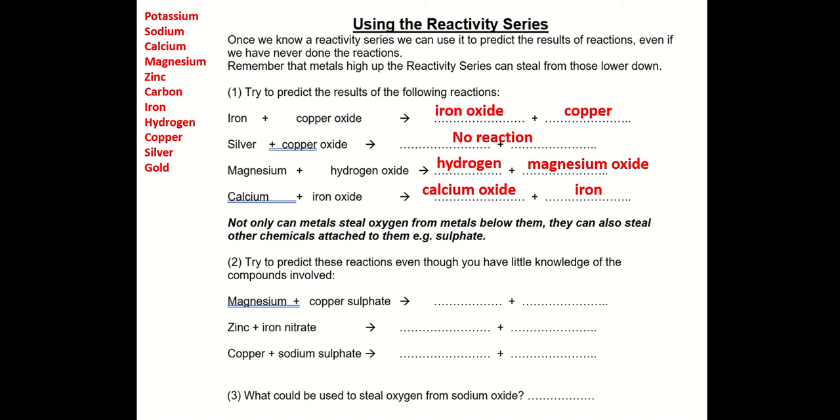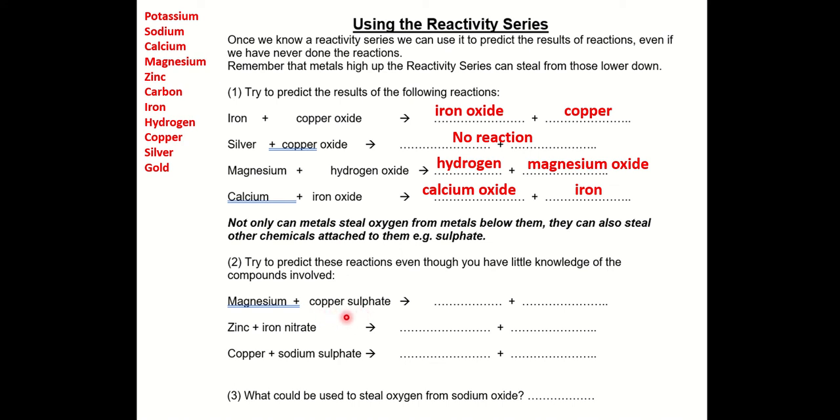Now, even if we come across things we've never seen before, so look at this. So we know that metals can steal oxygen, but they can also steal other things that are attached to them. And even if it's things you've never heard of. Now, these are things, compounds, that we will use over in the coming years in chemistry, and some of these we have used a little bit before.